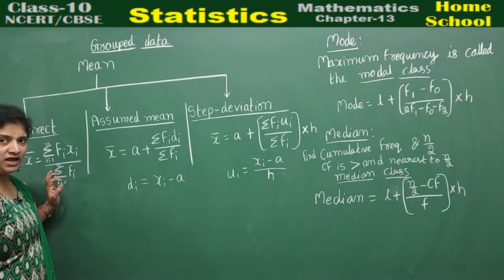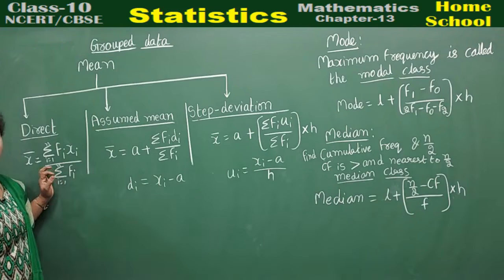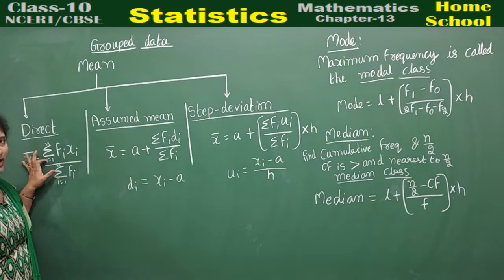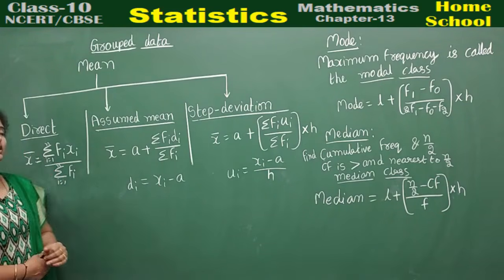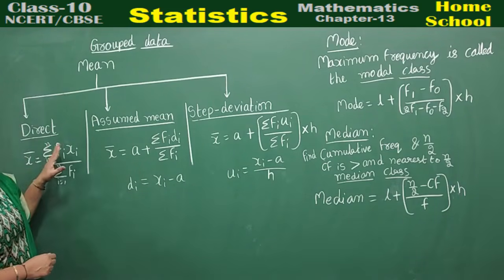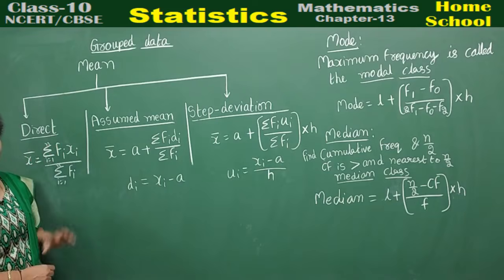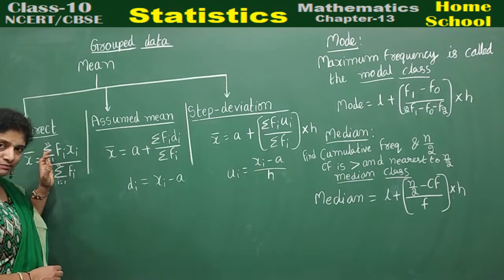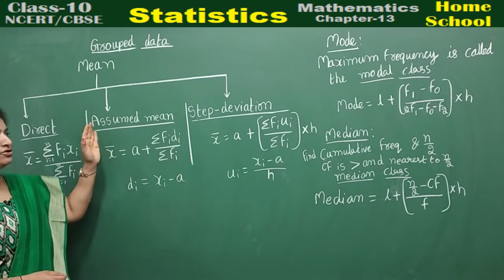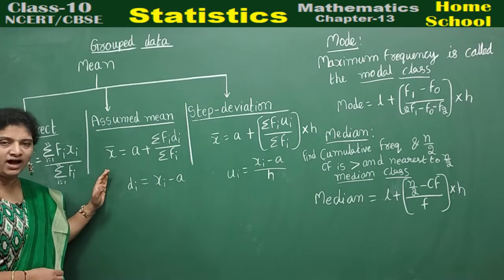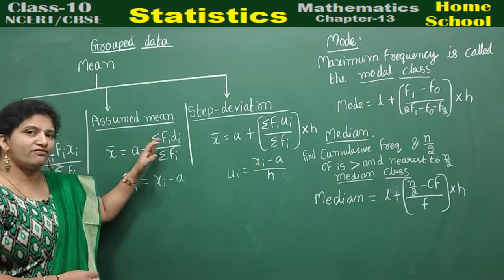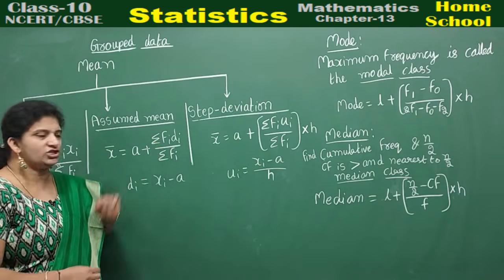What is the mean formula? X bar is equal to summation. Summation is also called sigma. You can say sigma or summation. It is the sum of all the fi xi terms. Next method, assumed mean method. X bar is equal to a plus summation fi di by summation fi.